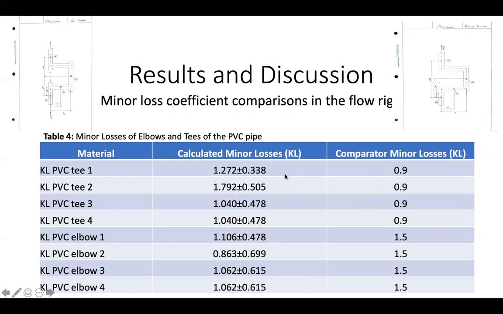from Munson, Young, and Okishi, and as we can see, the uncertainty helps fall within these values, proving that our method of getting our delta P's across all of these T's and elbows was valid for getting the minor loss coefficient associated with each of these elbows and T's.